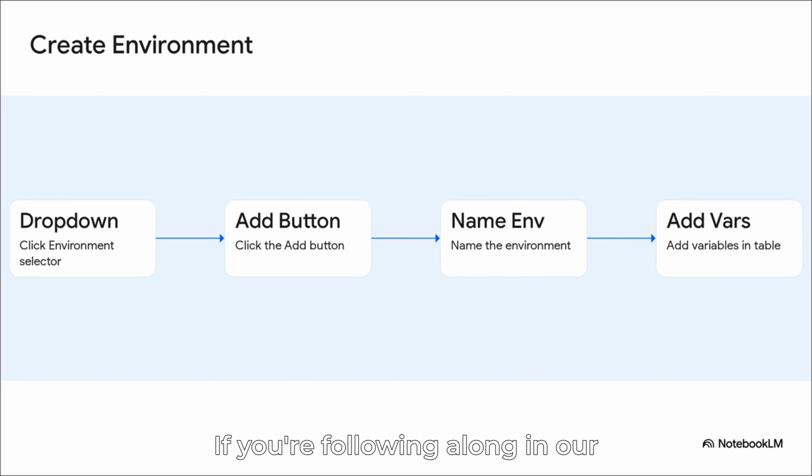And creating one is incredibly easy. If you're following along in our Postman public workspace, you can actually try this with our sample REST API right now. Just click the Environment Selector dropdown. It lives right up there in the top right corner of your screen. Hit that little Add Plus icon, give it a clear name like staging, and then simply add your variables into the key value table. It takes literally seconds to set up, but it's going to save you countless hours down the line.